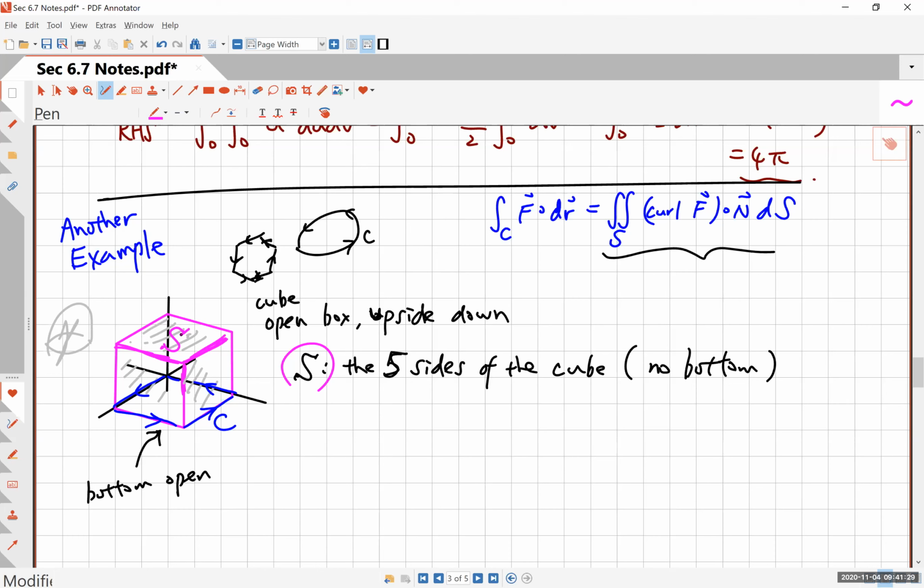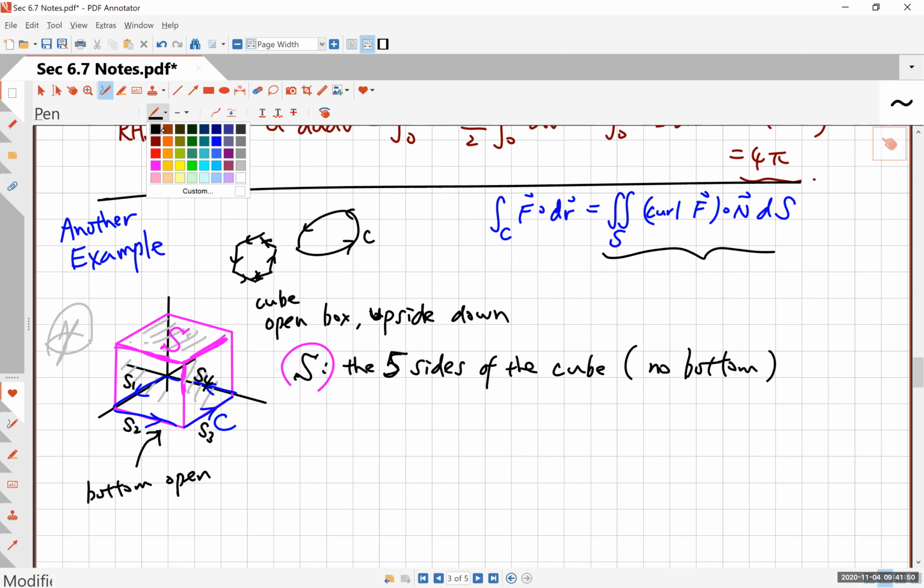There is no bottom side, and therefore the boundary curve is C, which is this complete loop, consisting of 4 sides. All right, and in fact, I'm going to name these. Let's call this side S1. This is side 2. This is side 3 and side 4.